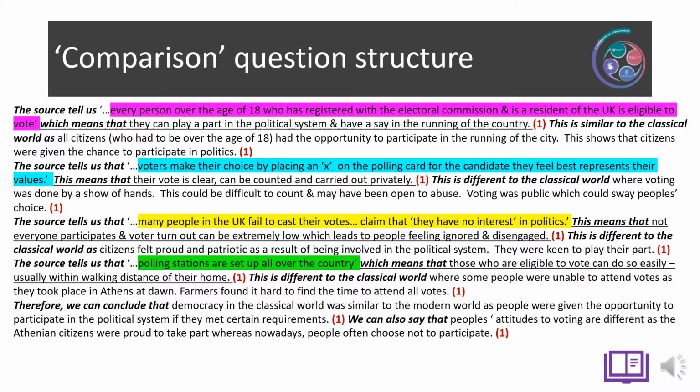Therefore, we can conclude that democracy in the classical world was similar to the modern world, as people were given the opportunity to participate in the political system if they met certain requirements. We can also say that people's attitudes to voting are different, as the Athenian citizens were proud to take part, whereas nowadays people often choose not to participate.